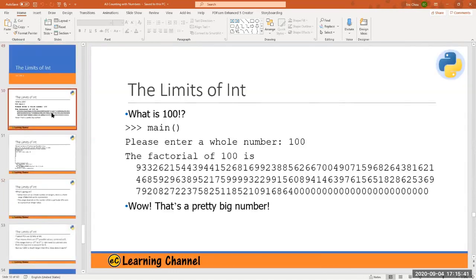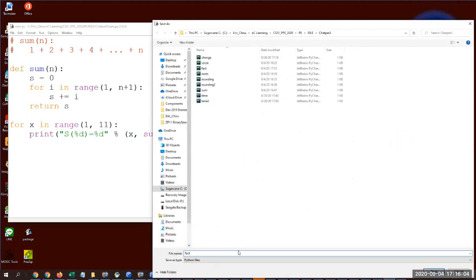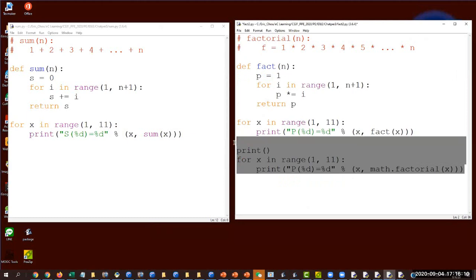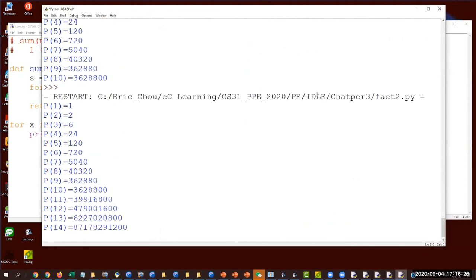Next one, the limits of integer. The limit of integer we can try. How about let's try 100 factorial? Let's try a new one. Let's just save it as fixed number 2. This time I'm not going to call this function, so I may delete this one as well. Here I'm going to try to calculate 100 factorial, so I go to 101. Let's save and run.